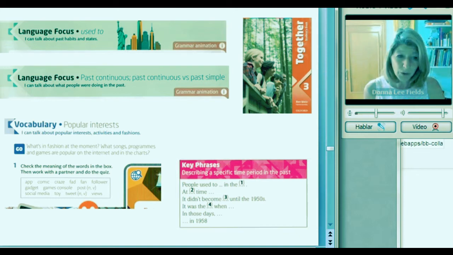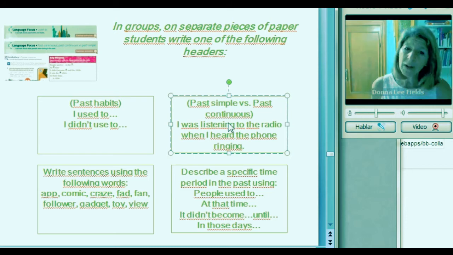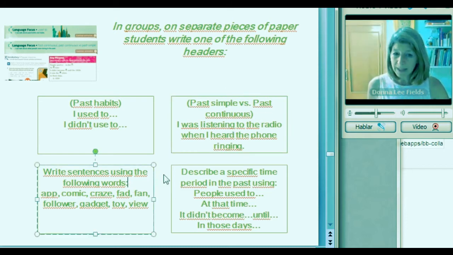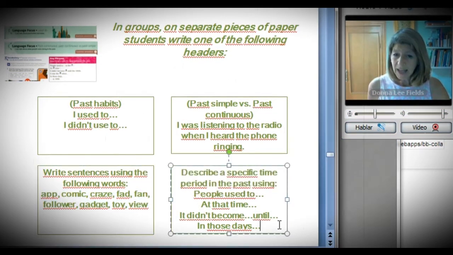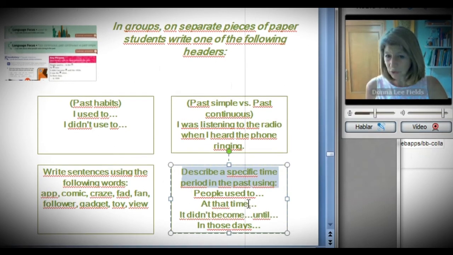And how does this work? Well, you put the students into groups, either comfortable or not on the chairs, and each of them has a piece of paper. So one of them on their piece of paper puts, I used to, I didn't used to. Another one puts on their piece of paper, past simple and past continuous. The third student writes sentences, and you put these on the board, you write the vocabulary there. And the fourth student will describe a specific time using the past tense, I used to.